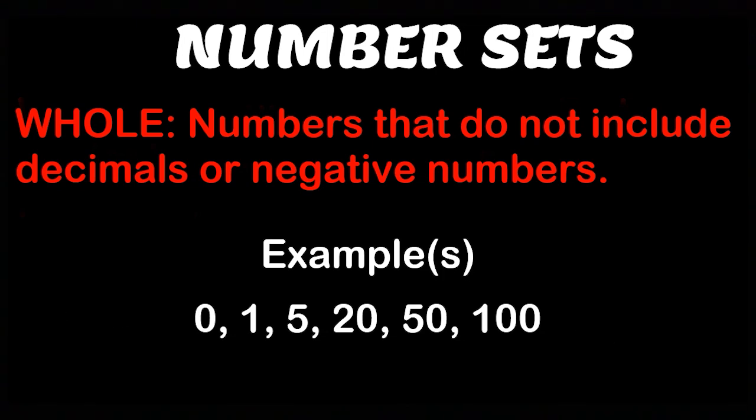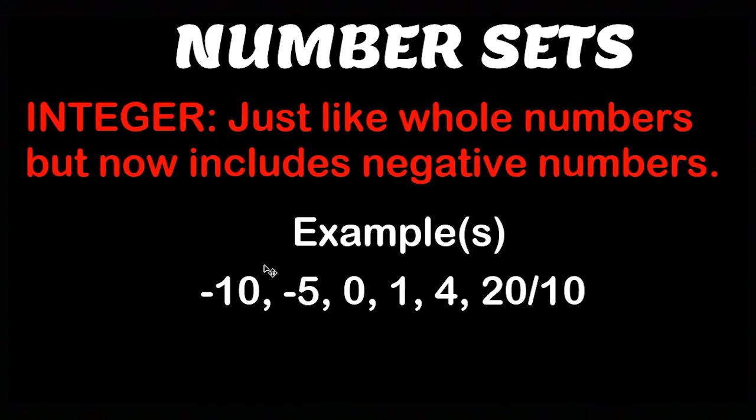Okay, let's go on to the next example. Here we have the integer. Integers are just like whole numbers. The only difference is that they can now include negative numbers. If you look at negative 5 and negative 10, those are not considered whole numbers, but they are considered integers. But when you look at 0, 1, 4, these examples right here, you can see that those are also whole numbers, but they're also going to be integers.